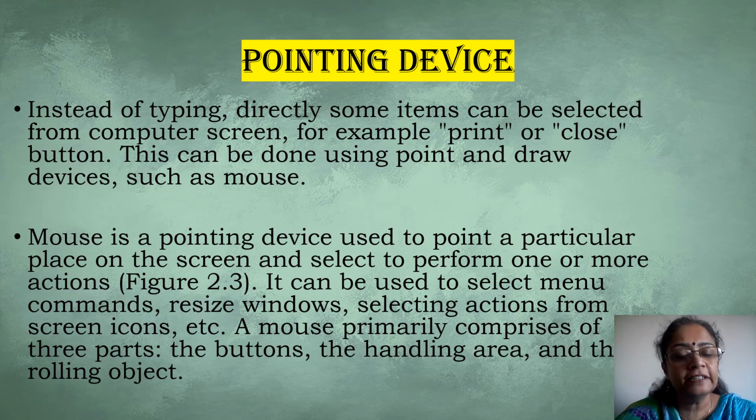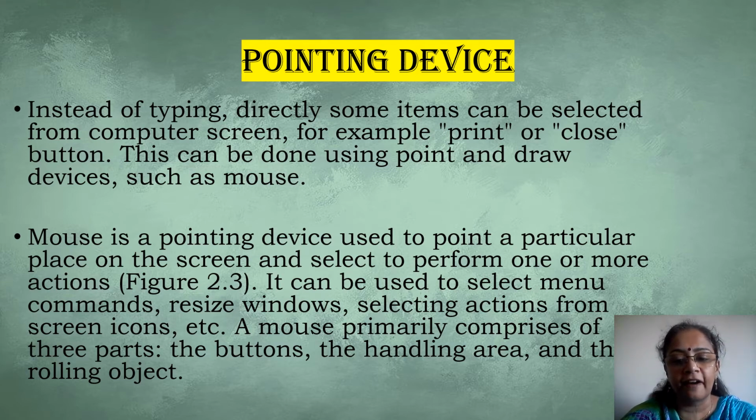Now, along with touch typing, there is also the pointing device. So instead of typing, you can directly select an item, and the mouse is the most common pointing device. So directly some items can be selected from the computer screen, for example, the print, the close button and any others. So this can be done by using a point and draw device such as a mouse.